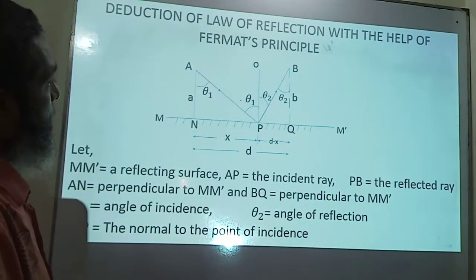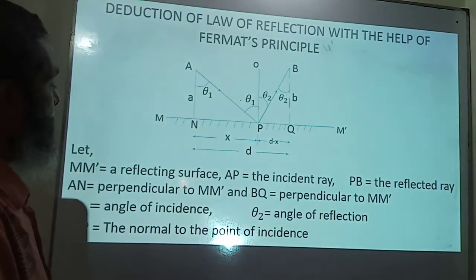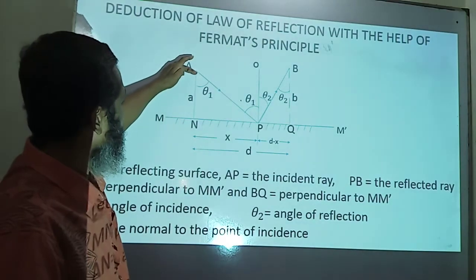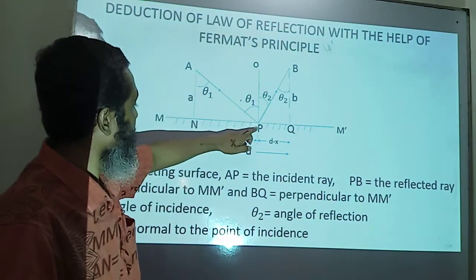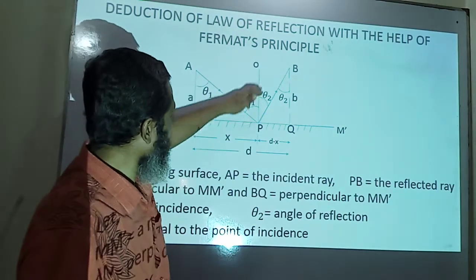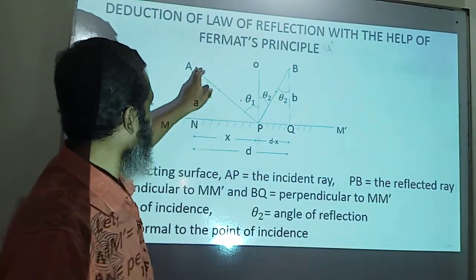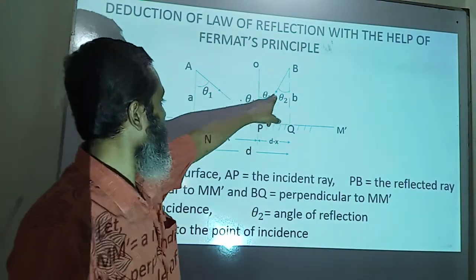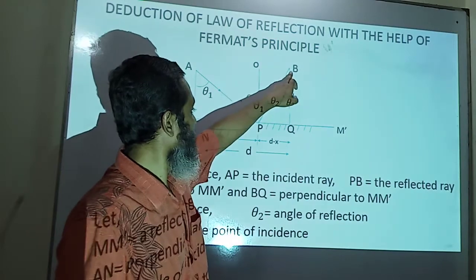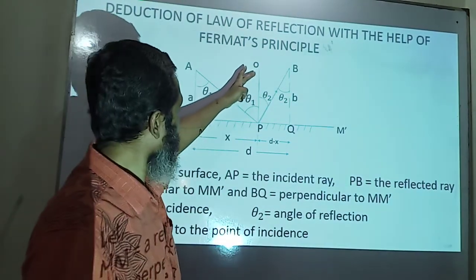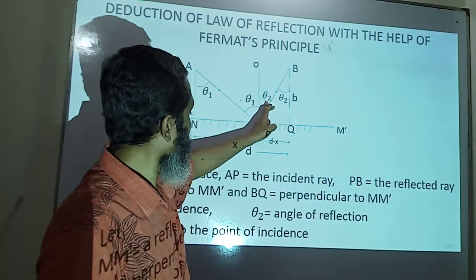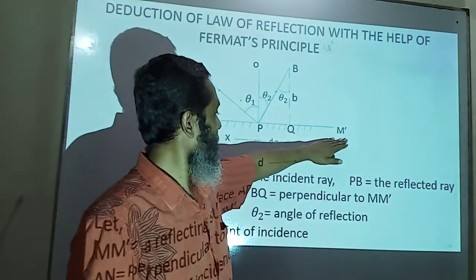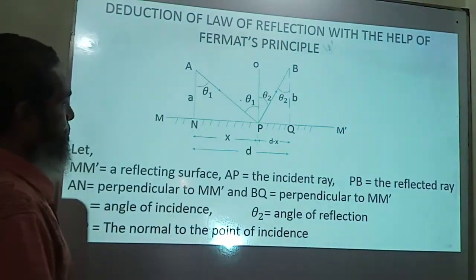Deduction of the law of reflection with the help of Fermat's principle. See here, light is coming from A, and AP is the incident ray, P is the point of incidence, OP is the normal at the point of incidence. So APO is the angle of incidence, that is theta 1. Light is reflecting along the path PB. The angle between OP and PB is theta 2, that is the angle of reflection. Here MM prime is the reflecting surface, a plane reflecting surface.